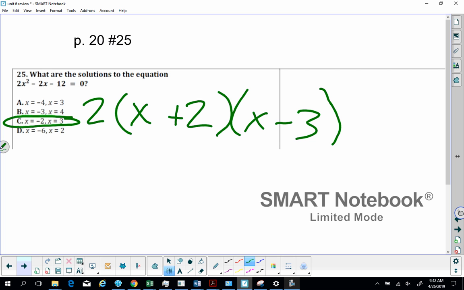You all see the difference between how C looks and how the green thing looks. Y'all see the difference, right? One's equal to and one's written as factors.